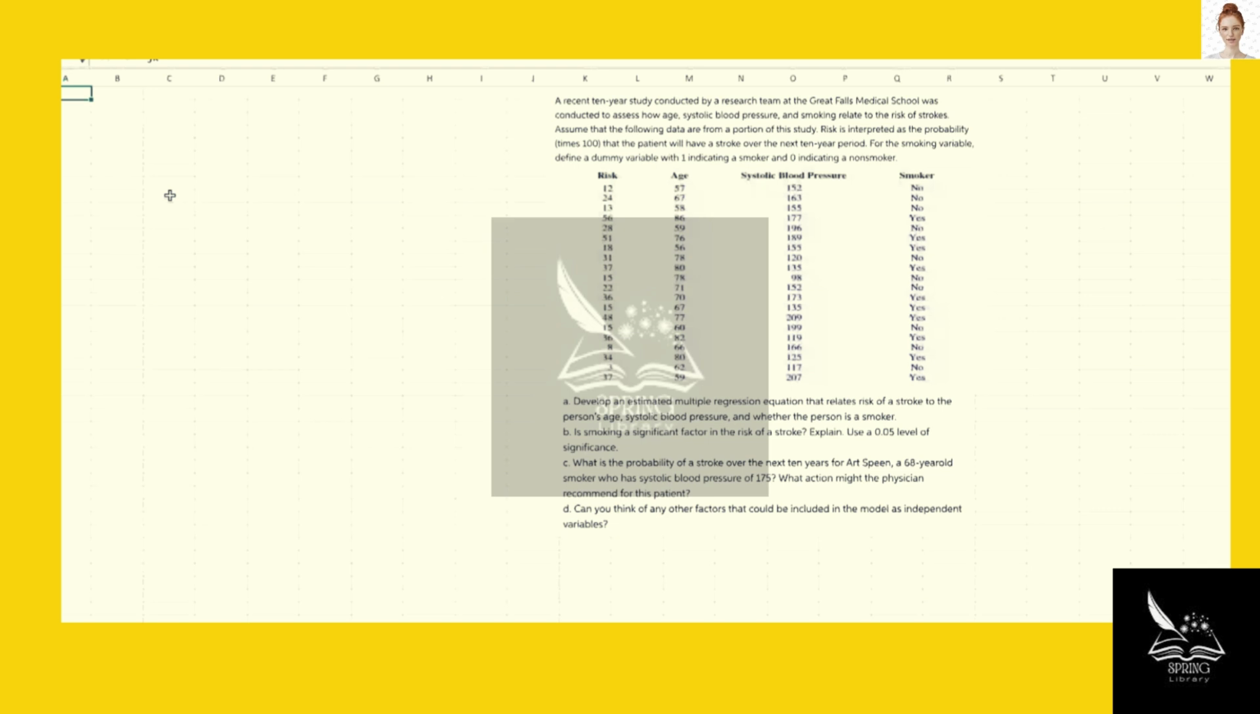So the first thing it wants you to do is develop an estimated multiple regression equation that relates the risk of a stroke to the person's age, systolic pressure, and whether the person is a smoker. So for the risk, and this is a lot to do, but I'm going to show you in Excel how to do some of these. So if I do risk, I have to enter this information into Excel.